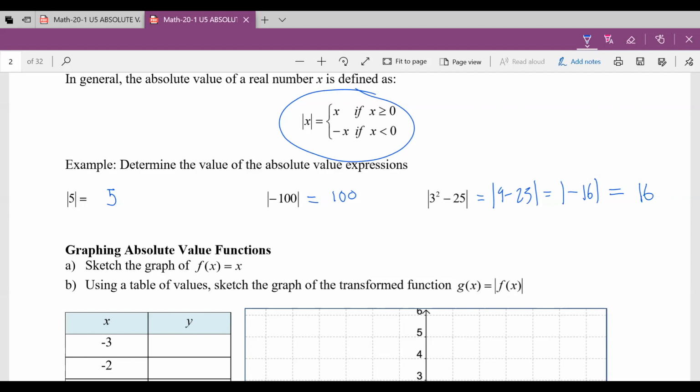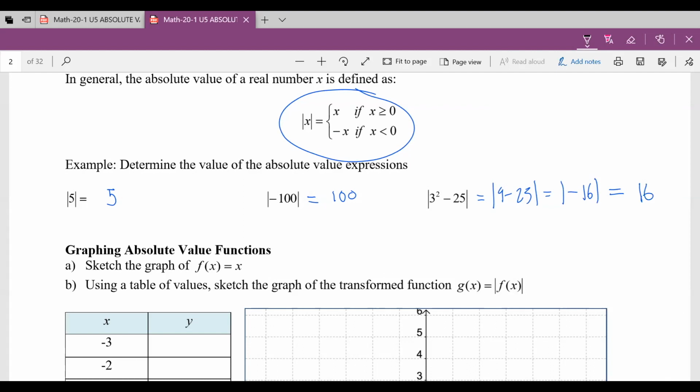So what have we done there in these three examples? We've had a positive number 5 stay at 5. We had a negative number of 100 go to, looks like, positive 100. And then we had a negative 16 seem to turn around into a positive 16. So what is it that's happening when we ask to do the absolute value?